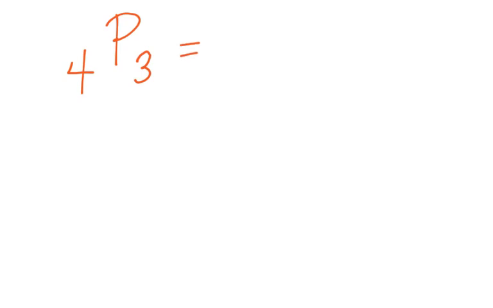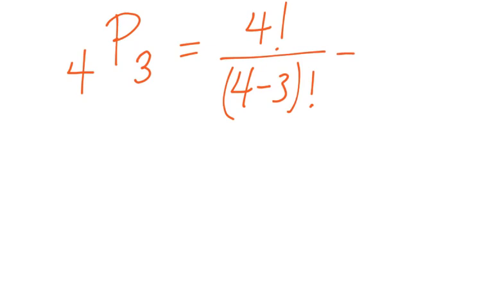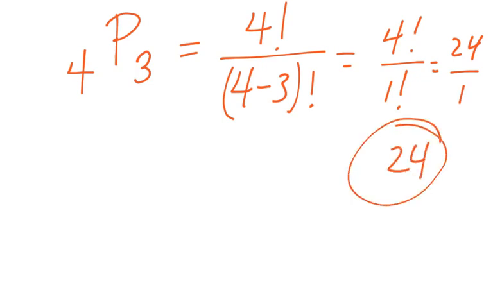Based on our previous video, we saw that this formula would be 4 factorial over 4 minus 3 factorial, which would be 4 factorial over 1 factorial, but 1 factorial is 1, which gives us 24 over 1. So there are 24 different arrangements, or permutations, of how individuals could be selected for the different roles of president, vice president, and secretary.